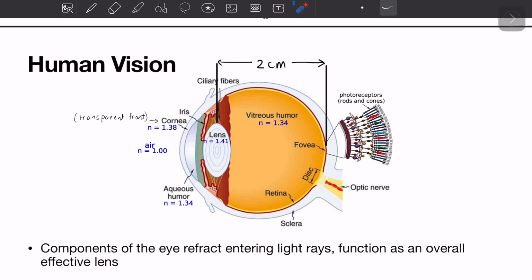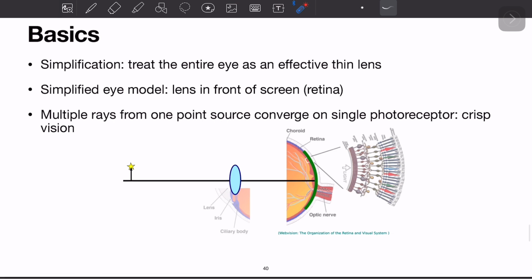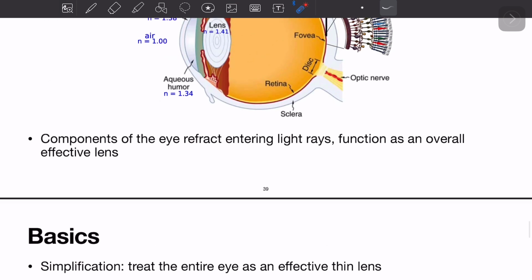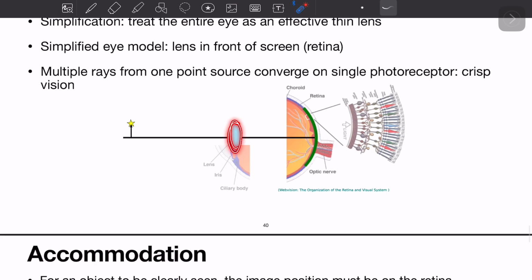But when we're analyzing the eye, we're going to use a simplified model of these components. And this simplified model basically includes treating the cornea, aqueous humor, and lens as one lens that is going to refract light and then focus images onto the retina. Now, the typical distance from the lens to the retina for the average eye is about 2 centimeters.